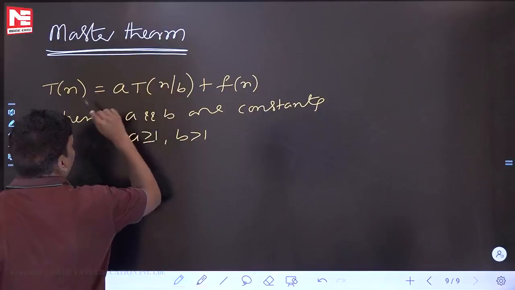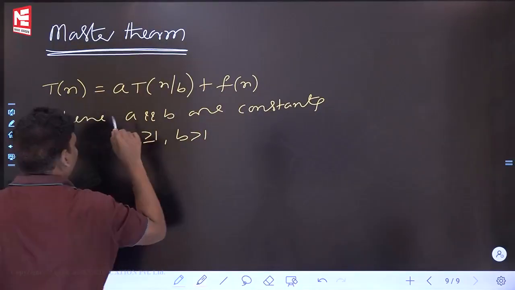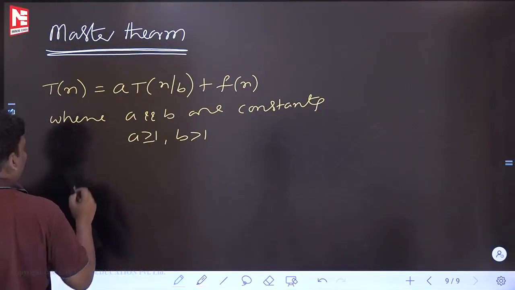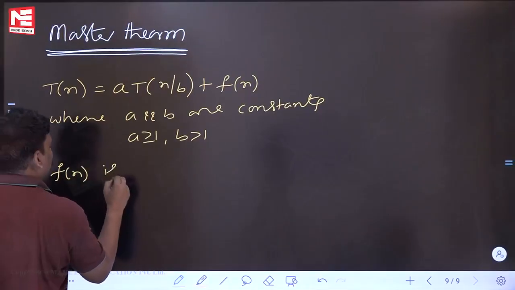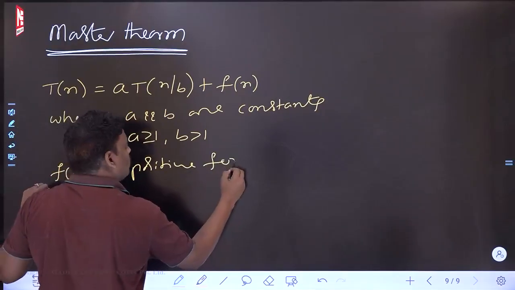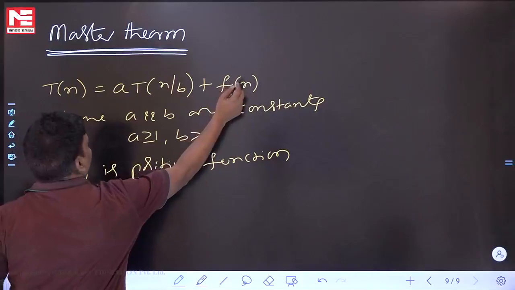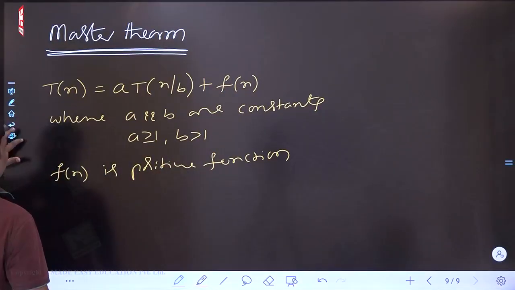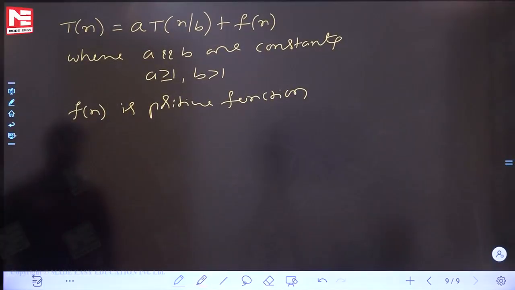Anyhow, if you want to apply master theorem, the recurrence relation should be in this format where A and B are constants, A greater than or equal to 1 and B greater than 1. And one more thing, f of n is a positive function, meaning greater than 0. This value should be greater than 0. Any recurrence relation in this format, master theorem will be applicable.